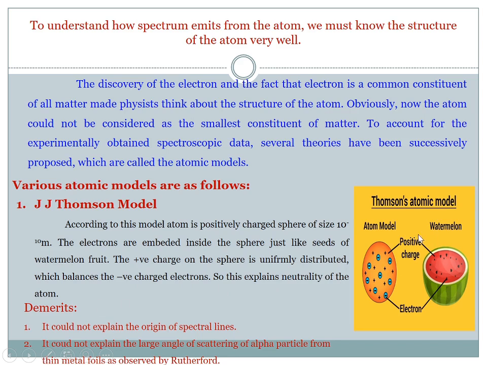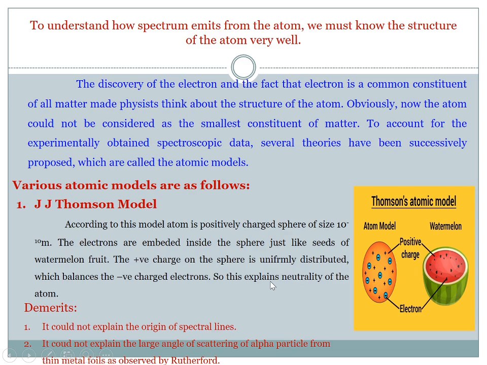Here you can see the Thomson atomic model. He compared the atom with the watermelon fruit, in which the red portion is the positive charge and the seeds of the watermelon are designated as the electrons. And the positive charge and negative charge are the same in magnitude, so therefore he says the atom is neutral.